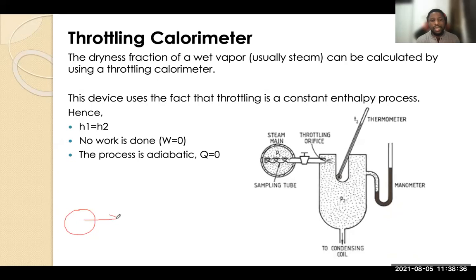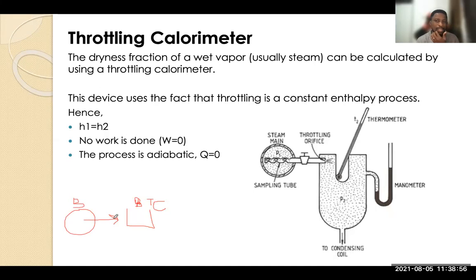And from the boiler, the steam goes into the bomb calorimeter. So this will be your throttling calorimeter rather. So it comes into your throttling calorimeter. We'll see the other types of calorimeter as we move on. And from your boiler, the steam comes in through the pipe.